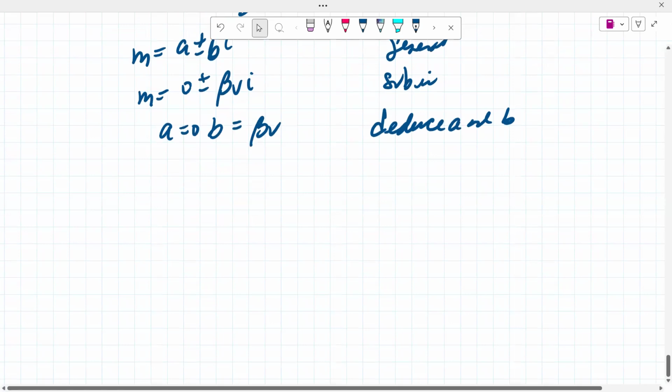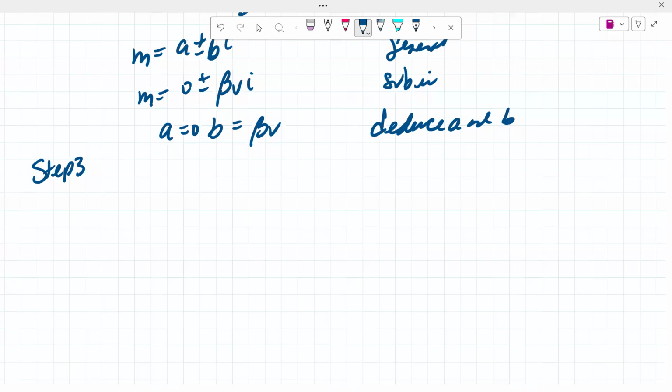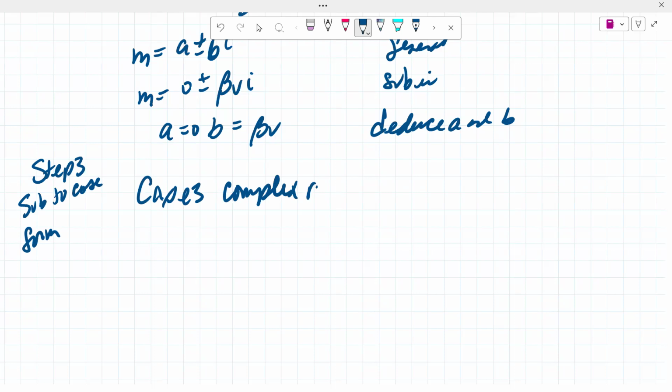Now we move on to step 3. This is a sub-in: case and form that are appropriate. So this is a case 3. Complex roots.